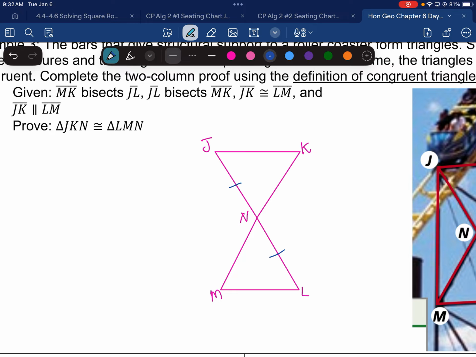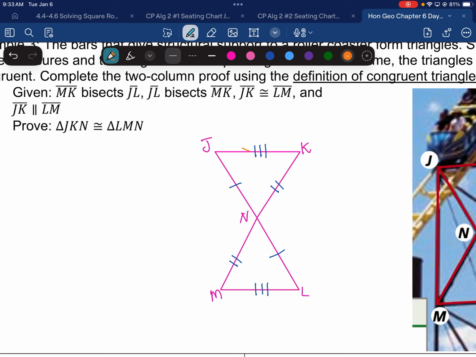Now I've moved on, and the next part says that segment JL bisects MK. So NM and NK are also congruent. When it's written as two separate parts, mark them separately. We know what that reason is going to be, the definition of a segment bisector again. You also know that JK is congruent to LM. That's part of the given information. Now, there's three congruent pairs of sides.